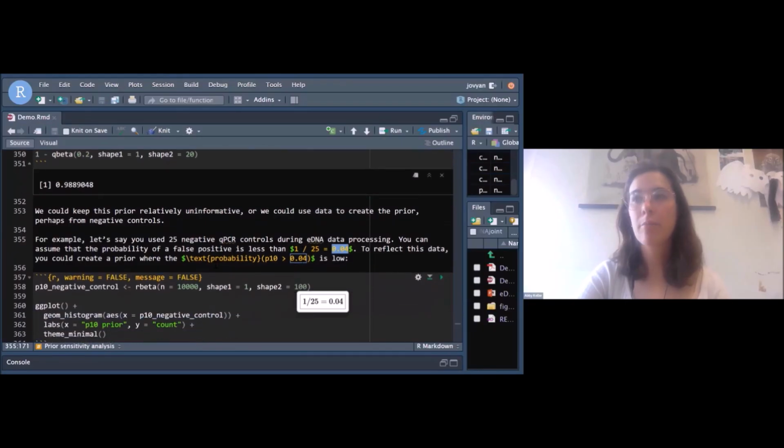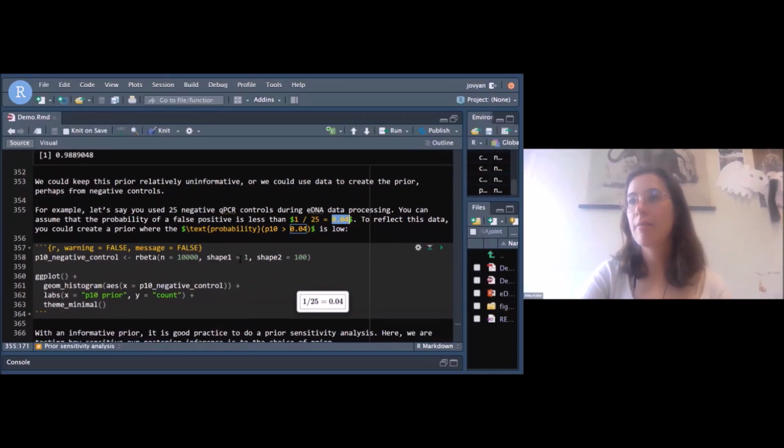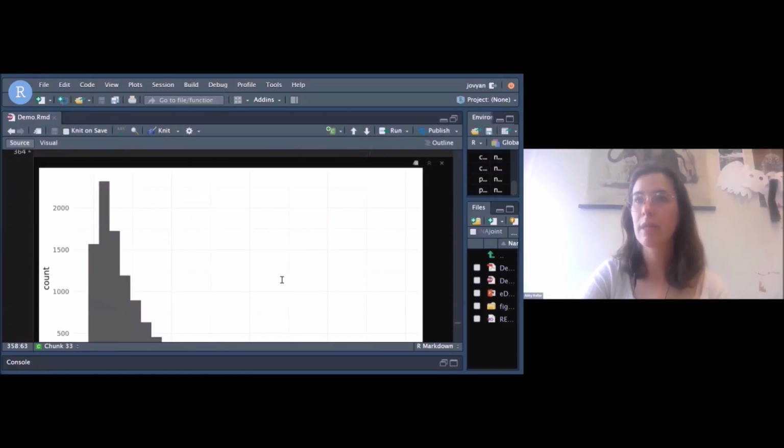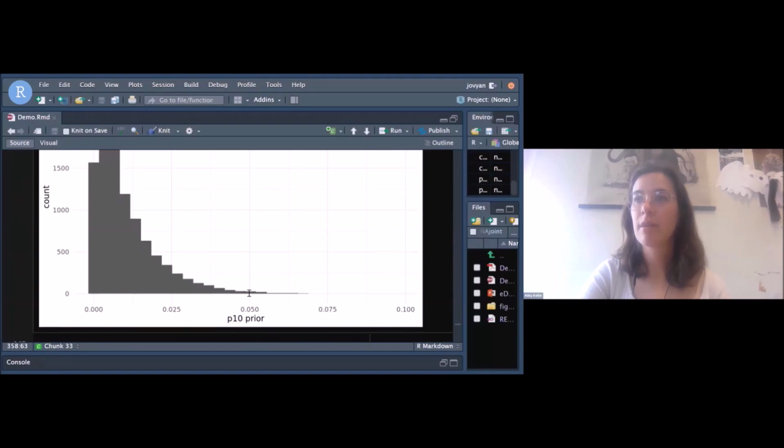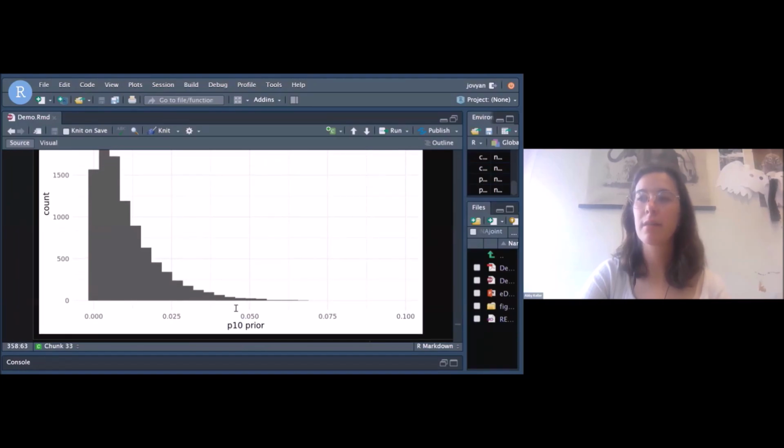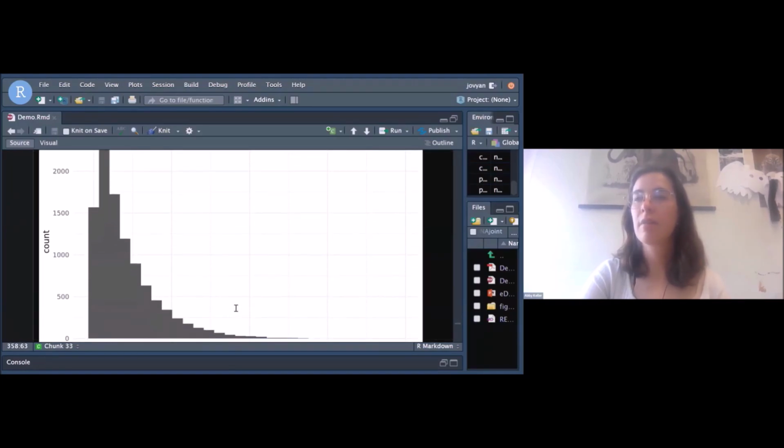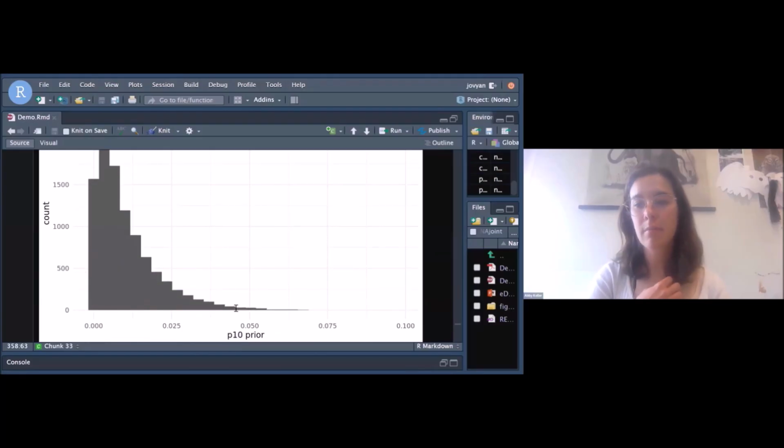So here we could create a prior where the probability that P10 is greater than 0.04 is very low. So this time, let's use shape parameters 1 and 100. And so you can see the probability density of this. Here, most of our probability density is less than 0.04. So this is a scenario where we can use data about your negative controls to encode a prior belief about what the probability of a false positive is.